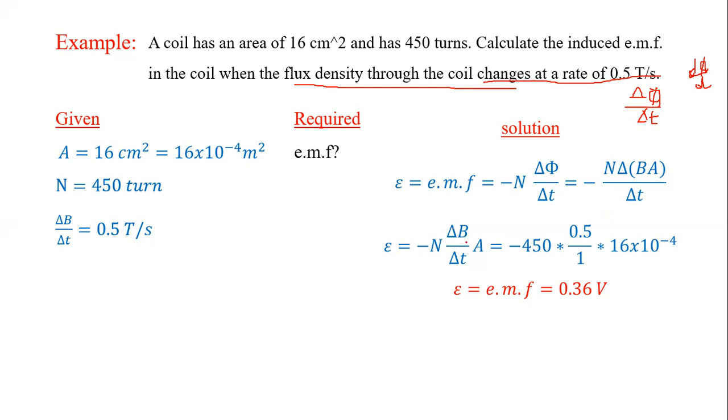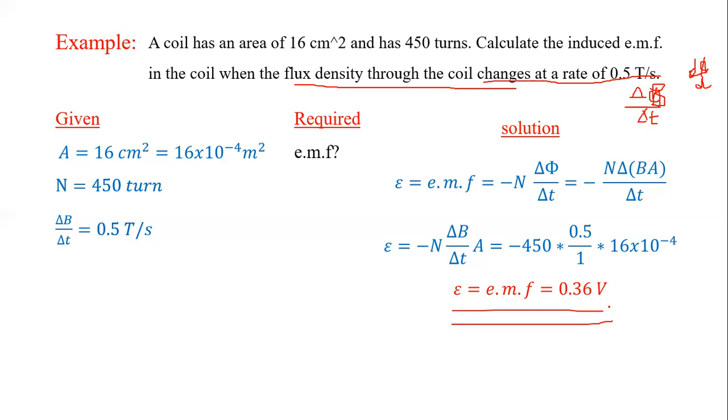N is the number of turns. Delta B over delta t is in tesla per second: delta B in tesla, delta t in second. So minus N, delta B over delta t, times area A. Substitute: N is 450. Delta B over delta t is 0.5 per 1 second, within 1 second it is 0.5. So 0.5 per 1 and 16 times 10 to the power minus 4 is the area. From that, we get 0.36 volt as the induced EMF.